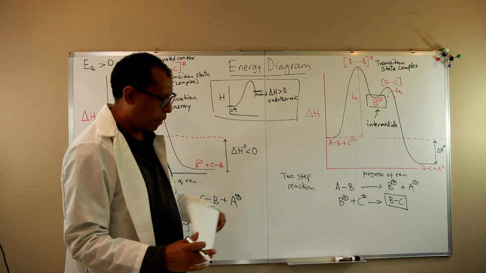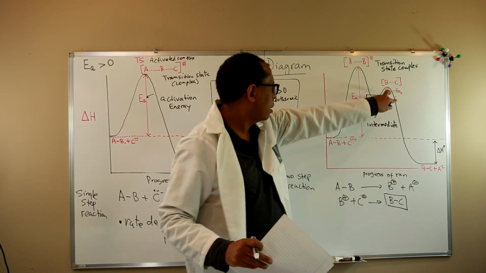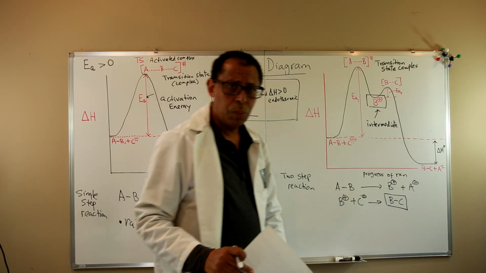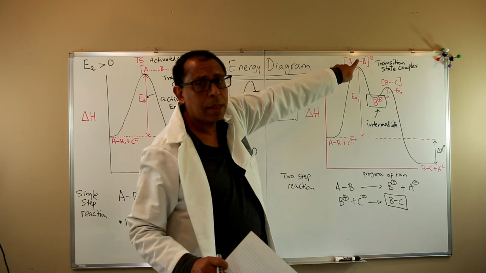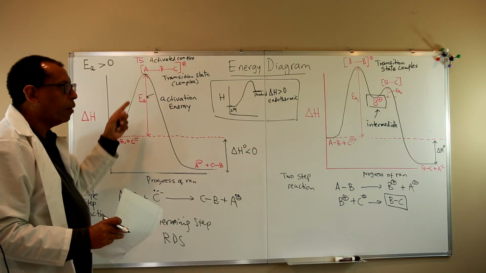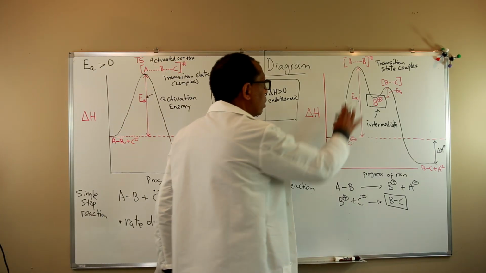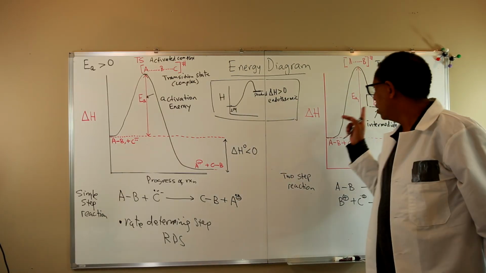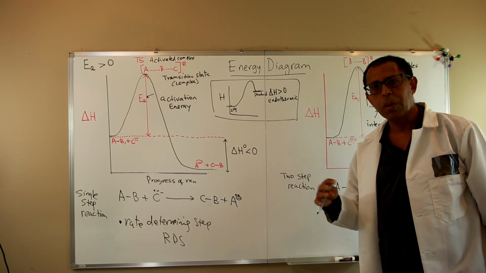So if someone asks you, between this activation energy and that activation energy, or overall in this reaction, which one is the rate determining step, always go to the highest step. The highest step in the energy profile diagram is the rate determining step. So this is the rate determining step. Until you get this much activation energy, the reaction doesn't proceed, or it will be limited.